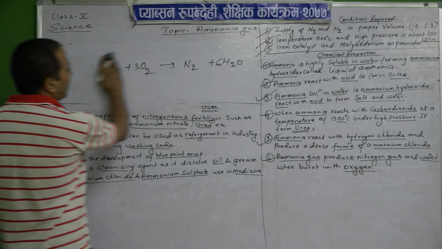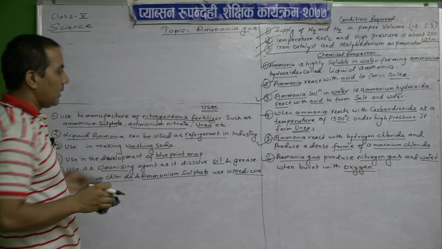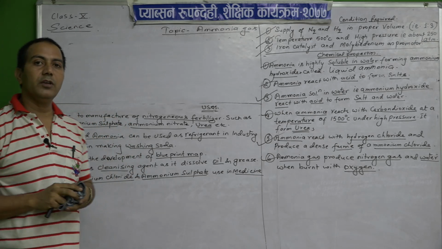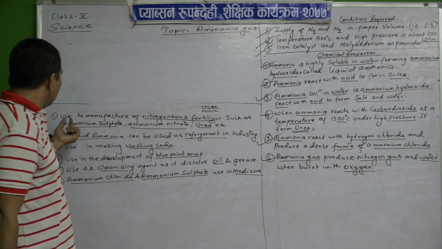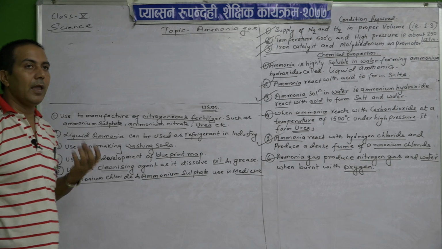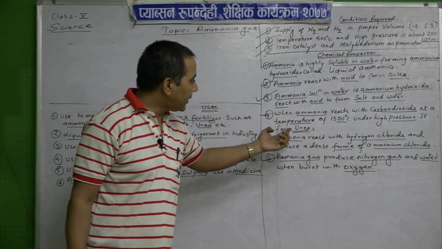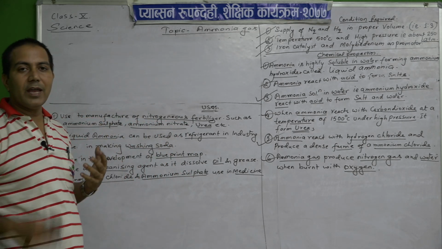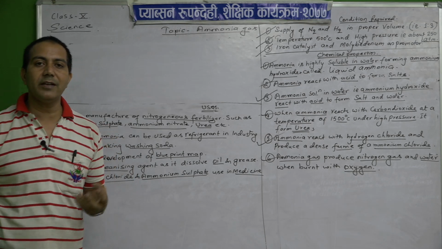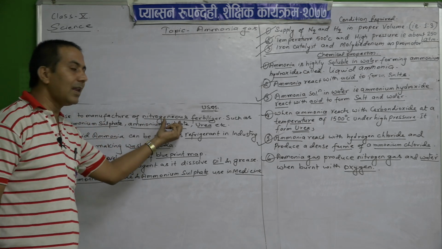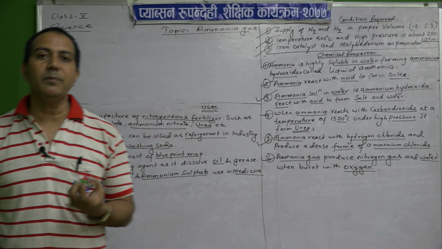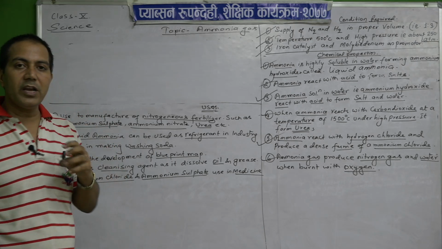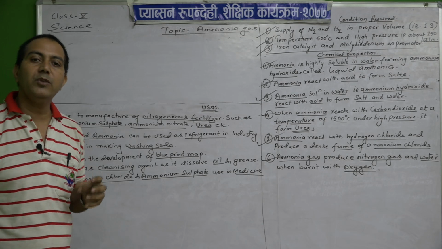Now we come to the next topic. I think you understand these chemical reactions. So let us start with the uses of ammonia gas. We have studied urea, a chemical fertilizer. So we can easily say that ammonia is used in the manufacturing of nitrogenous fertilizer. Nitrogenous fertilizer means fertilizer that contains nitrogen, and these are produced using ammonia.